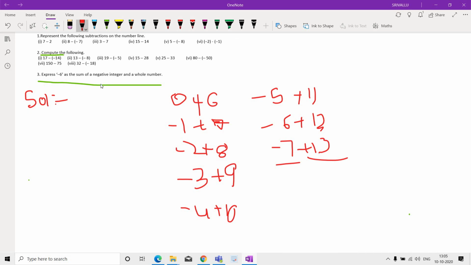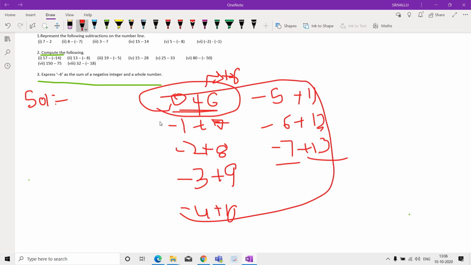They said the sum of negative integer and a whole number. When we add a negative integer and a whole number, that time we should get minus 6. If we did like this, we will get plus 6, positive. So don't count this. Don't count this, because if we had this, we will get positive. But they asked in negative form. If we did all these, we will get plus 6.